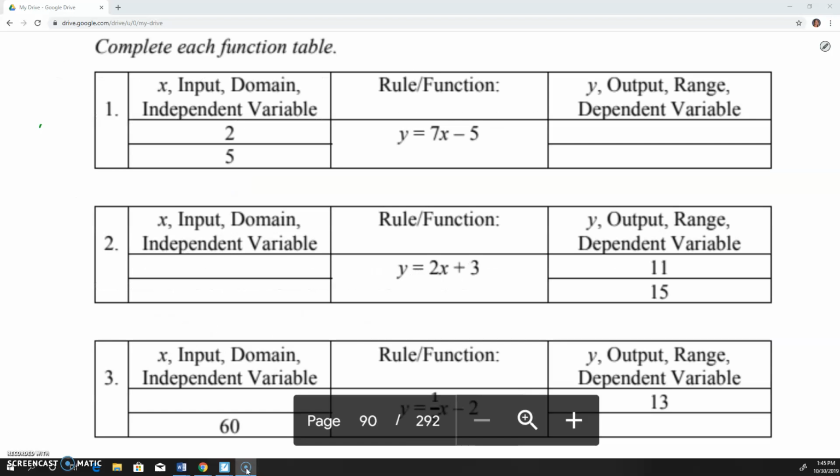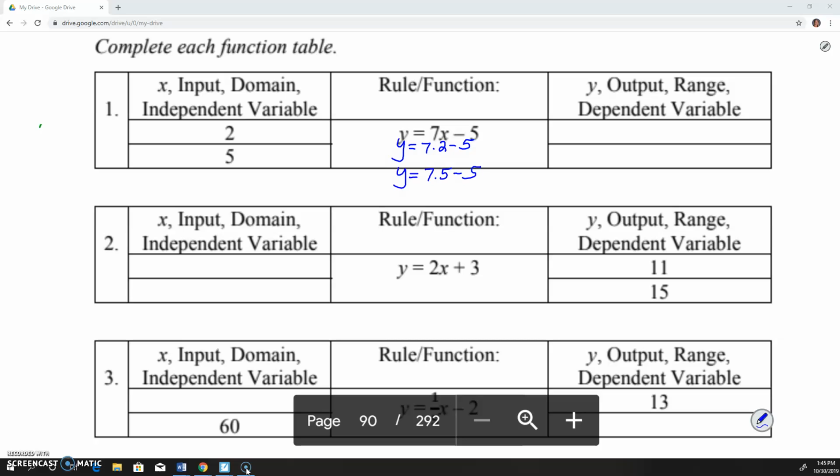So on number 1, you take x. X is 2, so you're going to plug it in here. So you'd have y equals 7 times 2 minus 5. And you would get an answer, right? Then you would take 5. Y equals 7 times 5 minus 5.